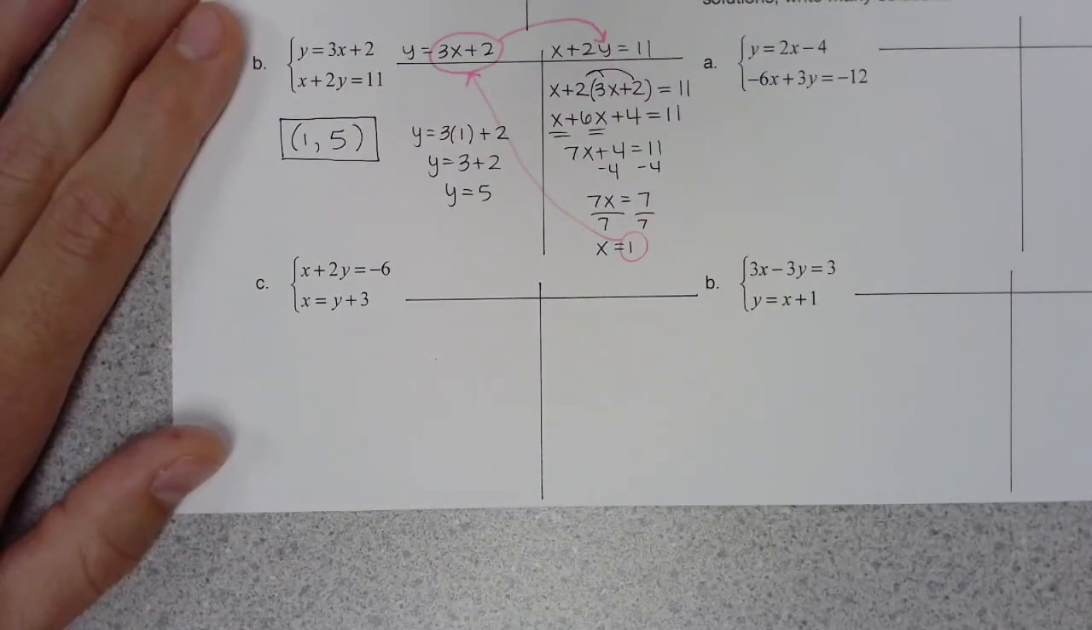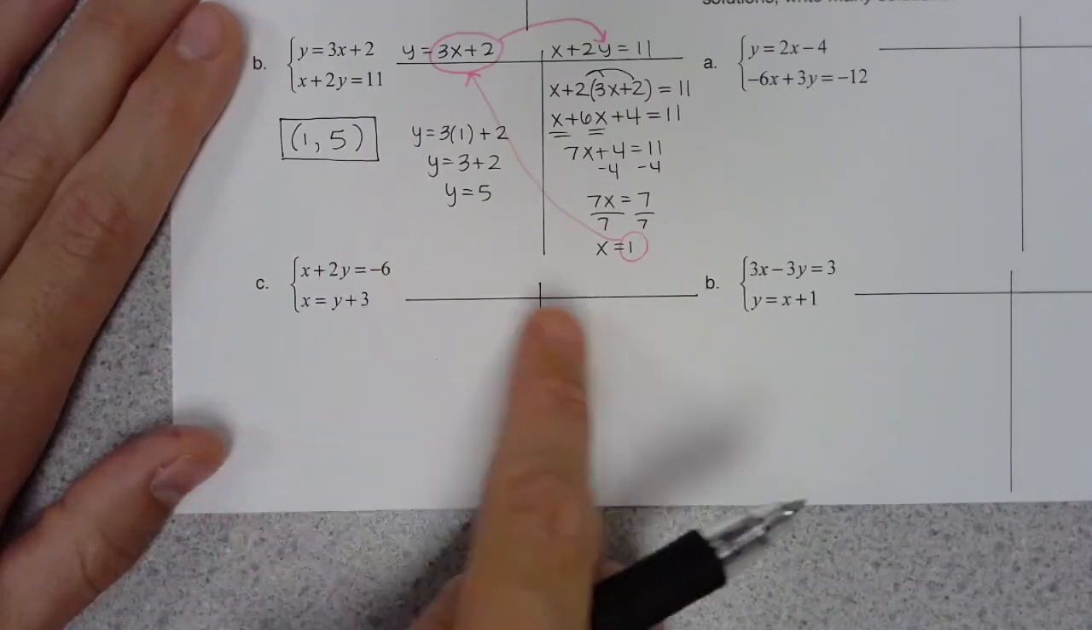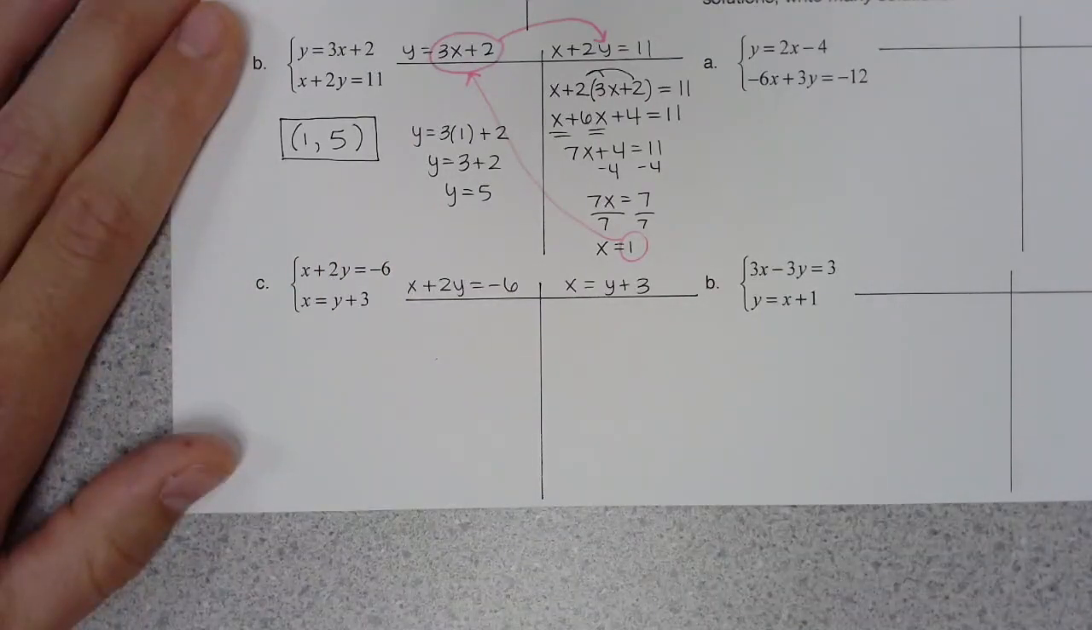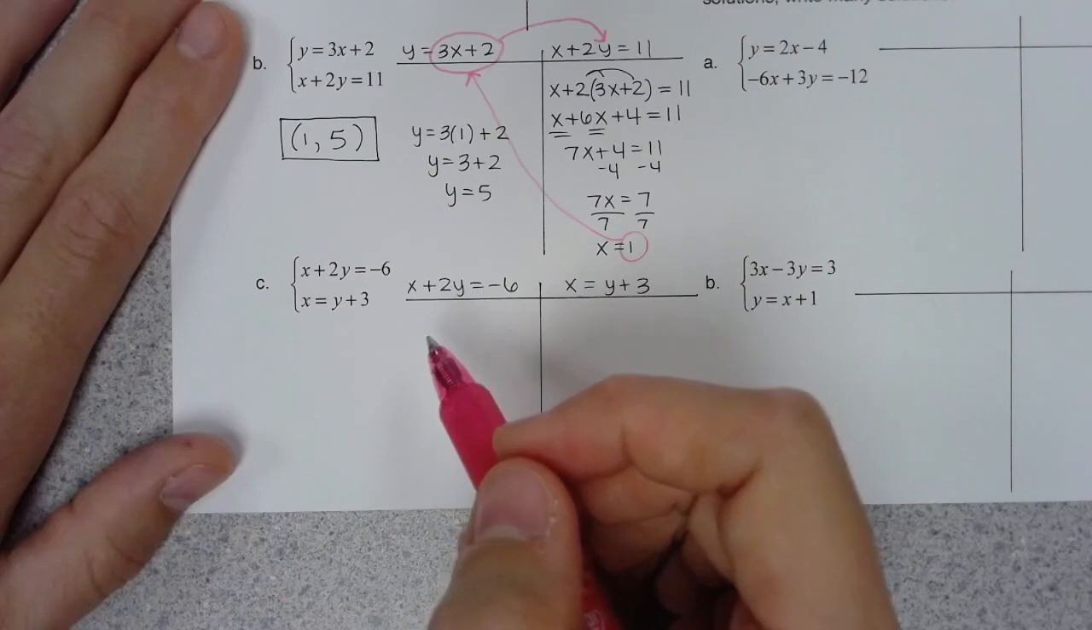On question C, I'm still solving by substitution. So I drew my t-table, and I'm going to put my two equations on one on either side. Once I have my two equations written down, remember your job is to look at both equations, and you have to figure out which one of them has a letter, a variable, all by itself on its own side of the equal sign.